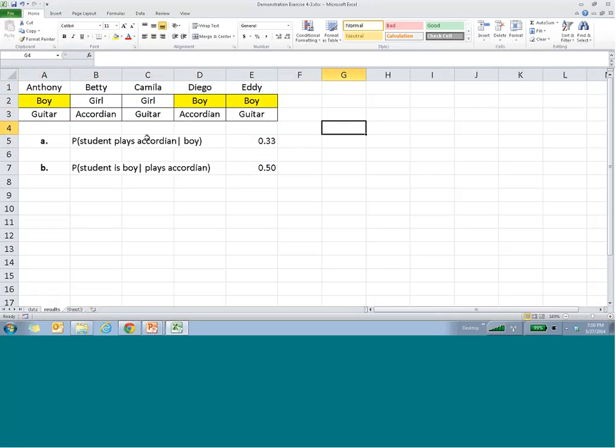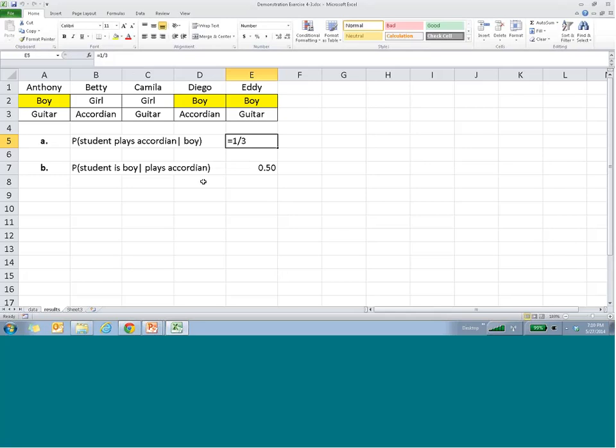I don't know, we're a violin team. The odds that the student plays an accordion. Well, there's a boy guitar, there's a boy accordion, there's a boy guitar. So there's only one out of three. So if you can see that tiny little formula up there, you know, when I entered into edit mode, I've got one boy that plays an accordion. So given that it's a boy, I only have three options, there's only one that plays an accordion.